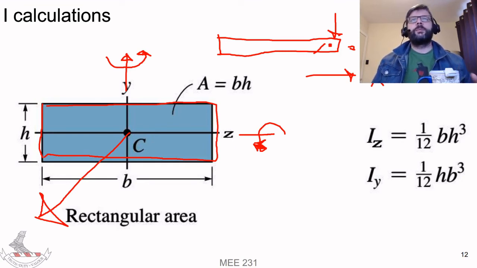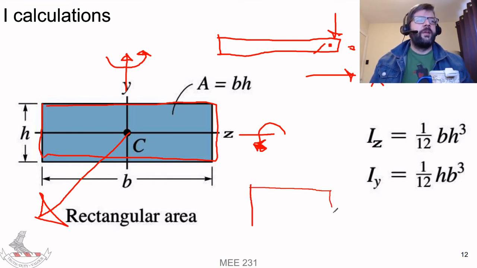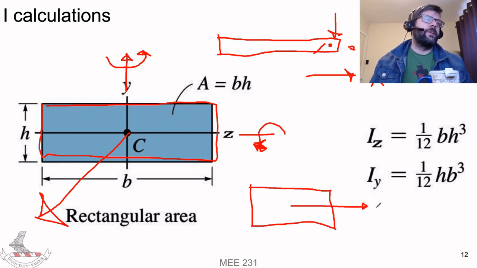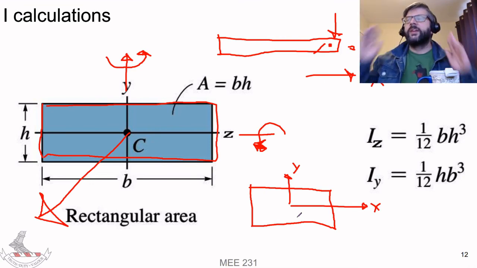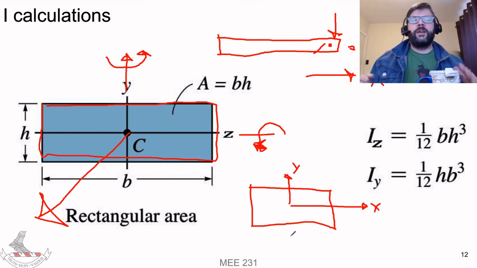That's one thing to keep in mind, because oftentimes when you go to look up I tables, and this includes your textbook, the Hibbeler, they're often oriented so this is the x-axis, and this is the y-axis. So you need to convert that mentally to make sure that you're getting the right set of values here.